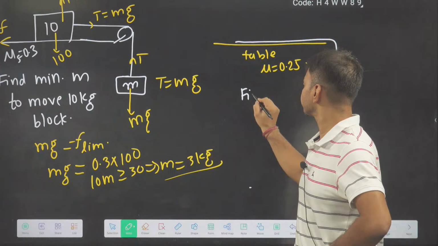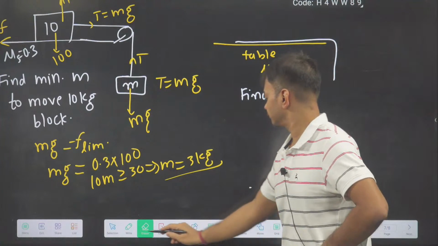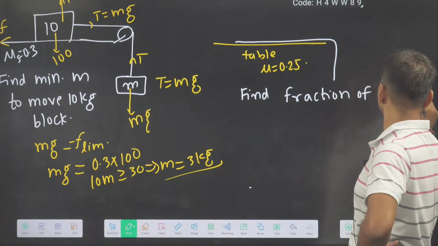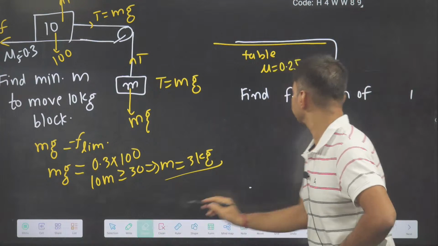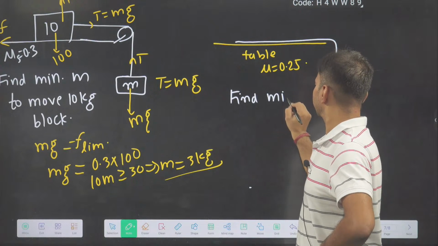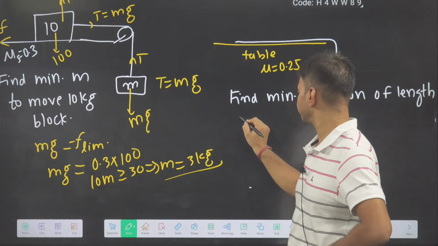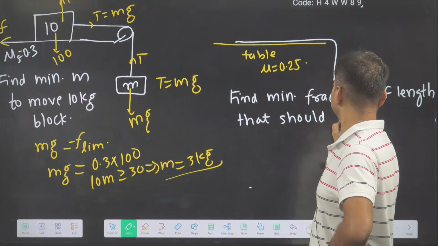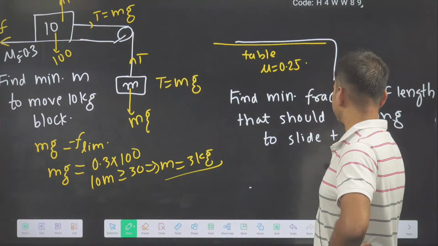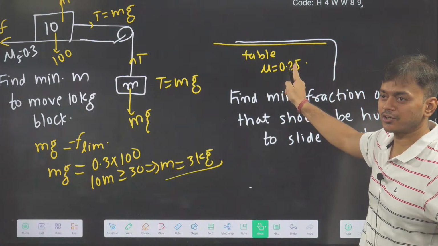Find the minimum fraction of length that should be hung to slide the chain. This is the question. I think for this question you can draw similarity from the previous one.